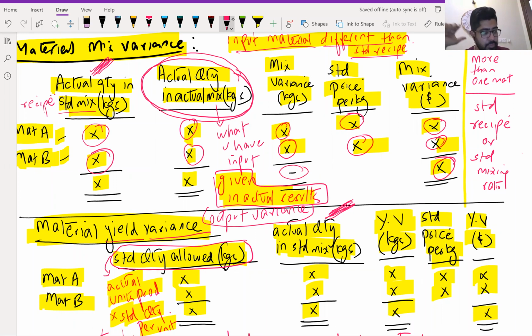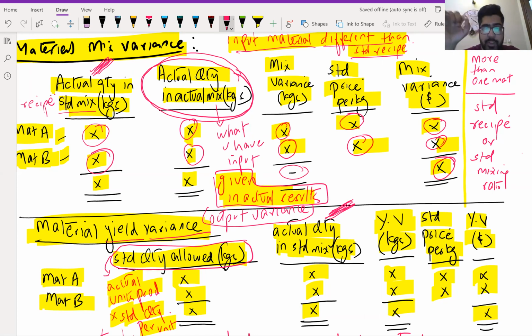Okay, now how to get them? The first thing, actual quantity in actual mix, what you have input, this will always be given in actual results. Standard quantity allowed will be generated through a formula. Once you fill these two, only one thing is left: actual quantity in standard mix. That would be it. So if you want to write any formula, you can write.